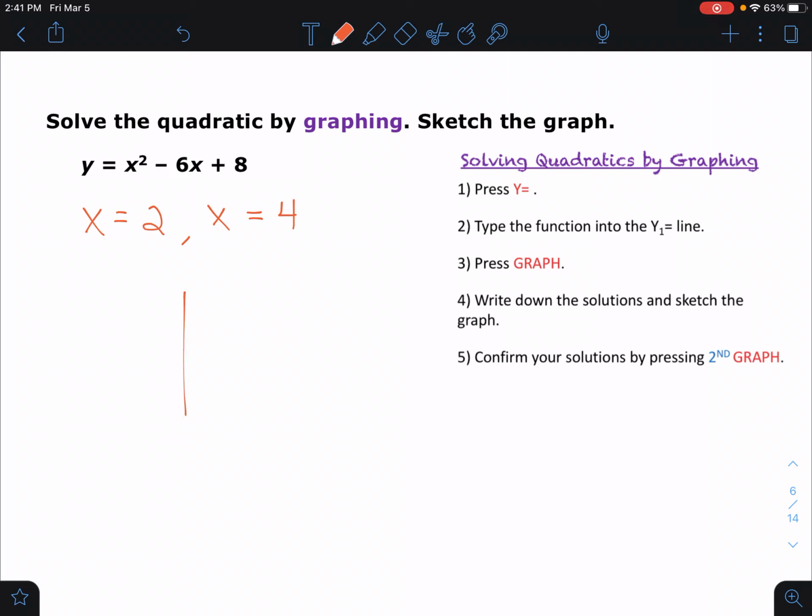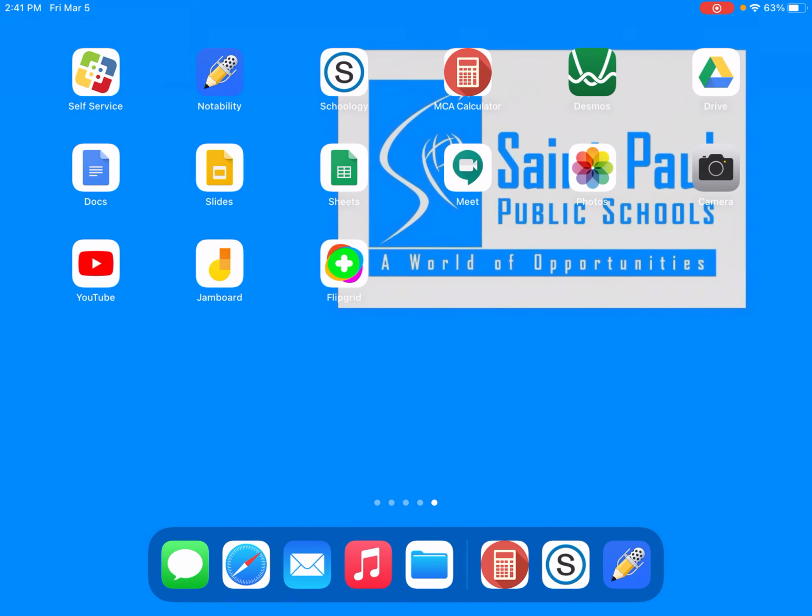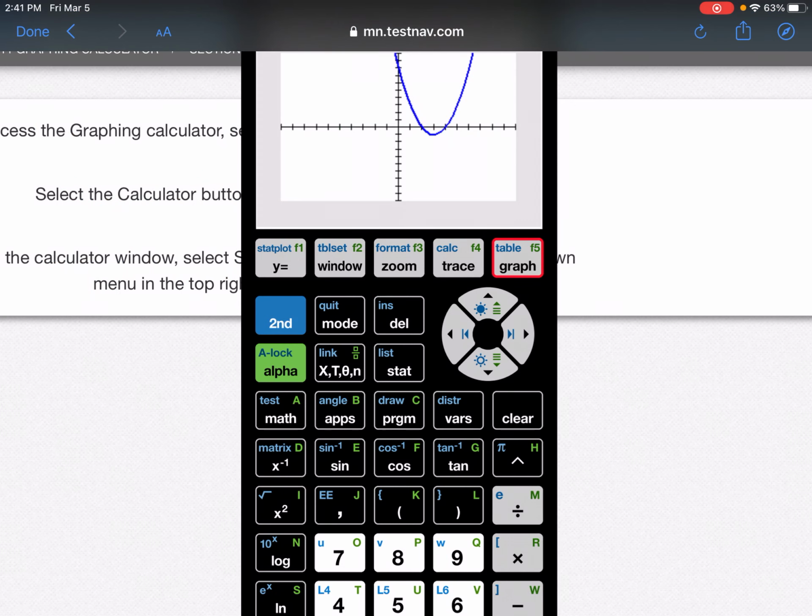Now you can sketch the graph. It looks kind of like this. Or you can take a screenshot and paste it in there if you like that a little bit more. Your sketch does not have to be super fancy, okay? Just a quick sketch so it looks relatively close. So let's take a look again. It looks kind of like this.